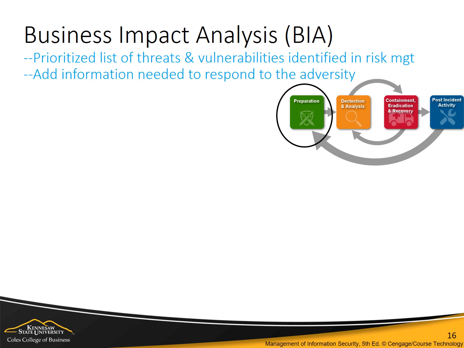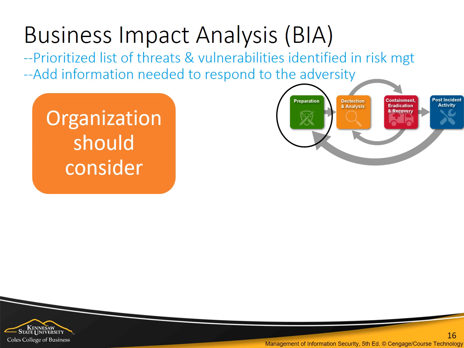The BIA begins with a prioritized list of threats and vulnerabilities identified in the risk management process and enhances the list by adding the information needed to respond to the adversity. When undertaking the BIA, the organization should consider scope. How much of our information assets are we going to consider? Do we consider everything? Is that practical? Perhaps we can afford to lose some data, but not others.